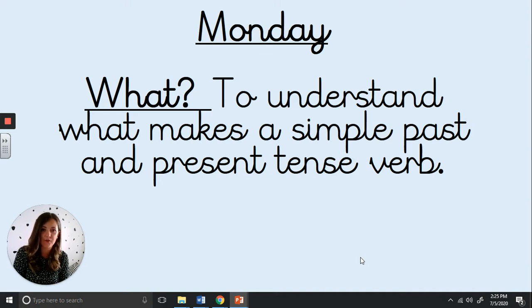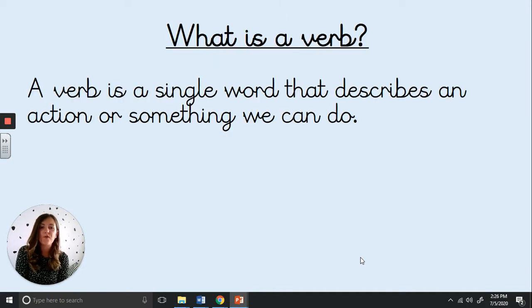So our learning focus for this morning is to understand what makes a simple past and present tense verb. Now the key thing there is simple, a simple past and present tense verb. So first question I'd like to think about before I show you, what is a verb? A verb is a single word, so just one word, that describes an action or something we can do.